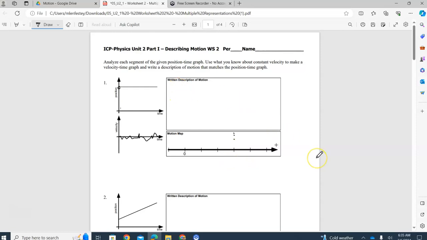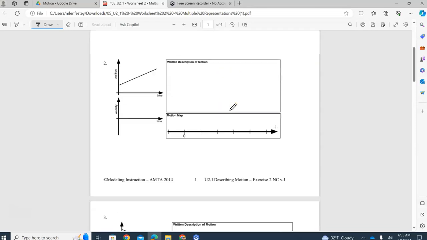So my written description is going to be something like, starts... this is not writing very good, so I'm just going to have to narrate. Starts in front of 0 and doesn't move, something like that. So when you describe motion, you have to say where it starts at, you have to say which direction it moves, if it moves, and you have to say how fast it moves, and you have to also say how it's moving, like is it speeding up, slowing down, or is it constant speed? In this case, it's pretty easy. You just say it starts in front of 0 and it's not moving.